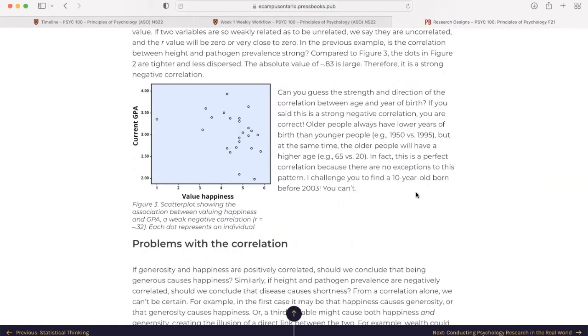Can you guess the strength and direction of the correlation between age and year of birth? If you said this is a strong negative correlation, you are correct. Older people always have lower years of birth than younger people, for example, 1950 versus 1995. But at the same time, the older people will have a higher age, for example, 65 versus 20. In fact, this is a perfect correlation because there are no exceptions to this pattern. I challenge you to find a 10-year-old born before 2003. You can't. Well, at the time of this writing, you couldn't anyway.